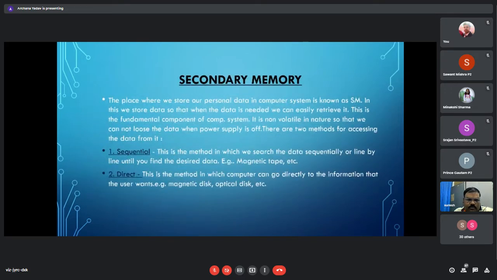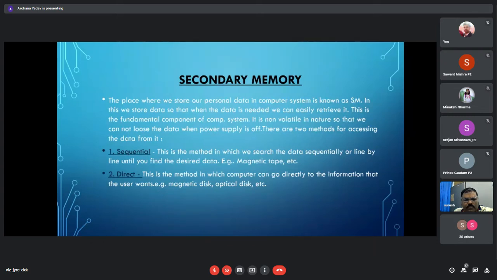Secondary memory is where we store our personal data and information, and we can access it any time we want. It is a fundamental memory of the computer. It is non-volatile in nature, so even if the power supply is cut off, we do not lose our data. There are various types of secondary memory, categorized on the basis of how we approach our data: sequential or direct.